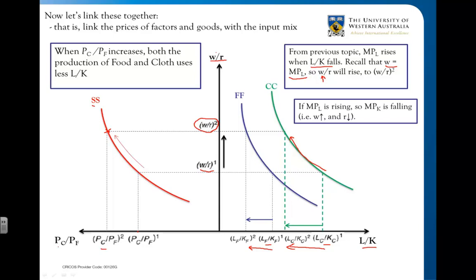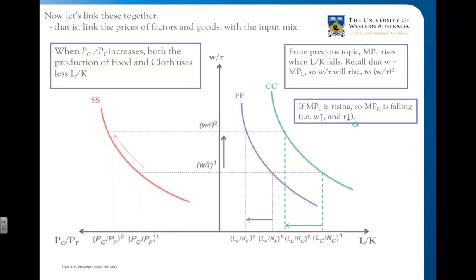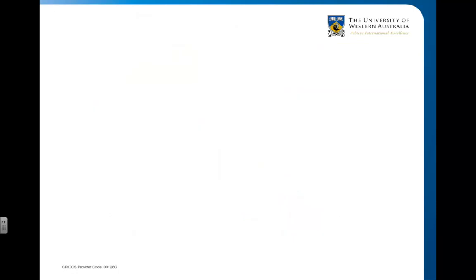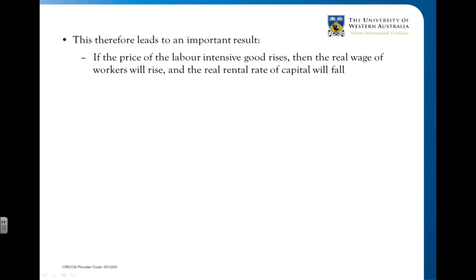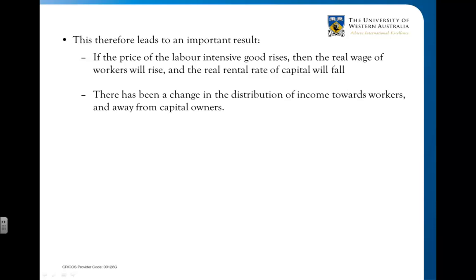By the same token, if the marginal product of labour is rising, the marginal product of capital is going to be falling, so that's just reinforcing what we've just done. This is going to reinforce that high relative factor price ratio. So this actually leads to an important result. This is what we're going to use again subsequently. If the price of the labour-intensive good rises, then the real wage of the workers is going to rise. The real rental rate of capital will fall. So there's been a change in the distribution of income, in this case towards labour and away from capital.